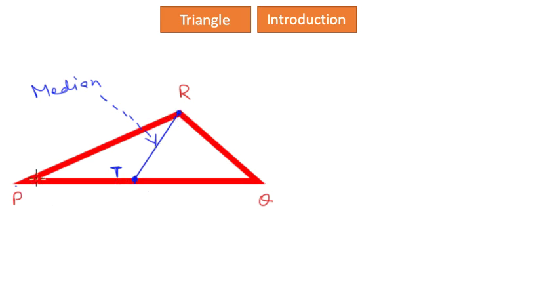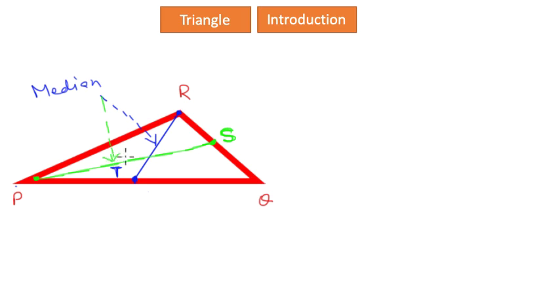And now if you can guess, there could always be more than one median, simply because there are three vertices, right? And I can join any vertex to the middle point of the line segment which is directly opposite to that vertex, and that will create another median. Just like what you see here. If line segment RQ is divided at its midpoint, let's say that midpoint is S, you could connect the point P with S and create another median. So this is my another median.